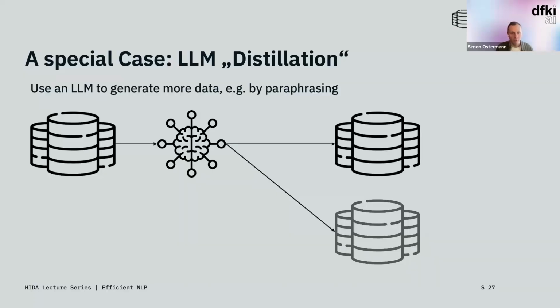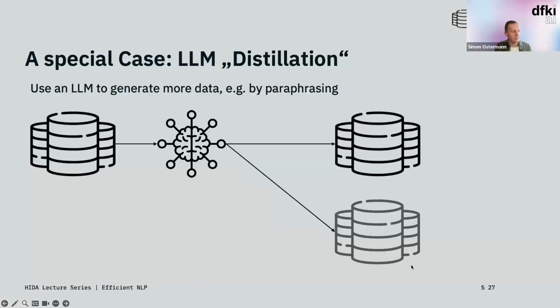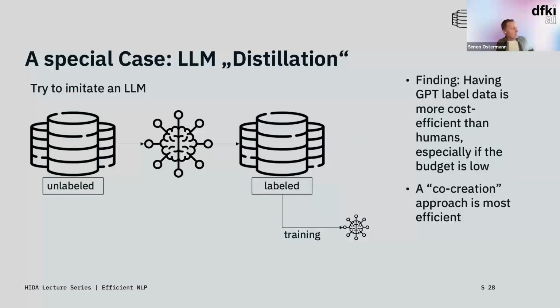In this example, by paraphrasing, right? So you pass data to a language model and you say, reformulate this text. You can even use ChatGPT for that, right? And then whatever comes out, you use as a kind of paraphrased additional resource. So you kind of double your data size.